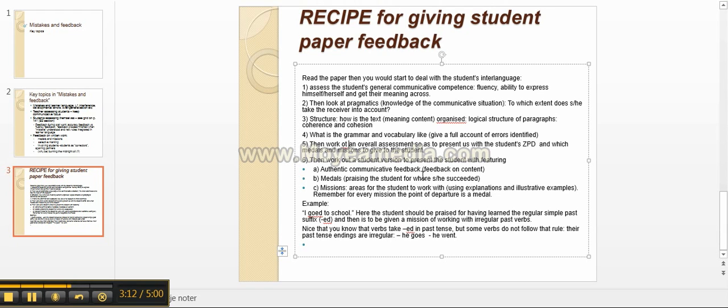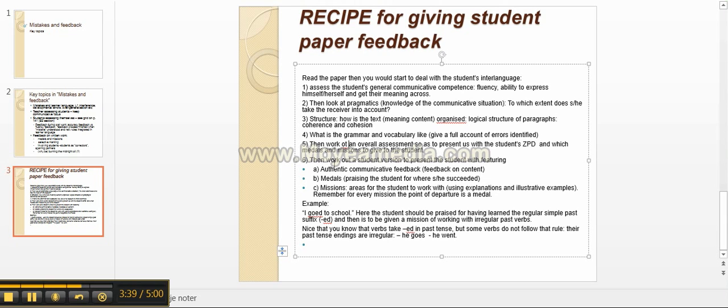But before you actually come up with a mission, there should be a medal for every mission, as I just told you. But before that, because we want to keep this as real communication, we want you to give authentic communicative feedback on the content as I just showed you. And now the medals. Because you have missions in mind, say, what would be the medal leading up to the mission?